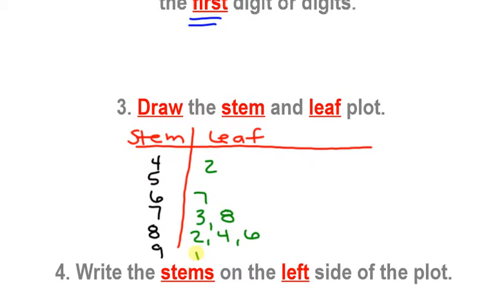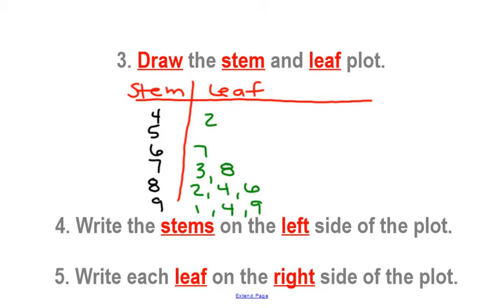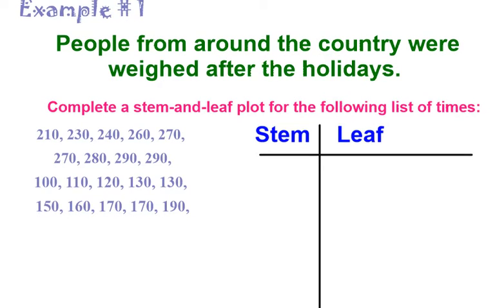So 91, 94, and 99. And that is how you construct your stem and leaf plot. Very, very basic. All right, so let's look at an example.